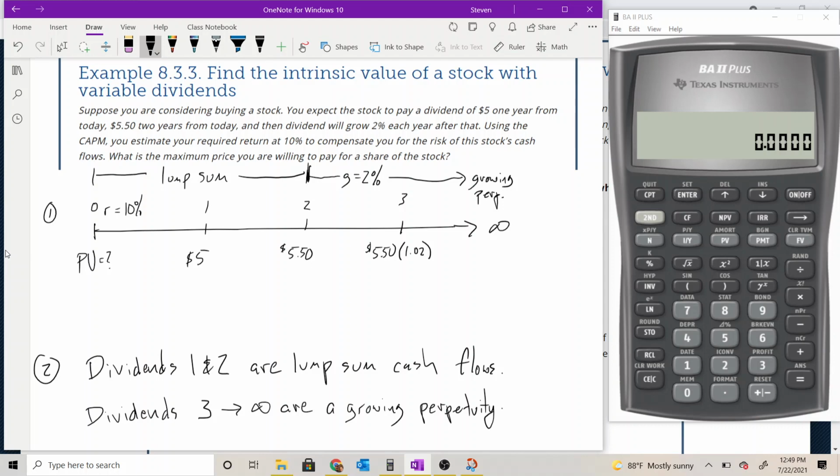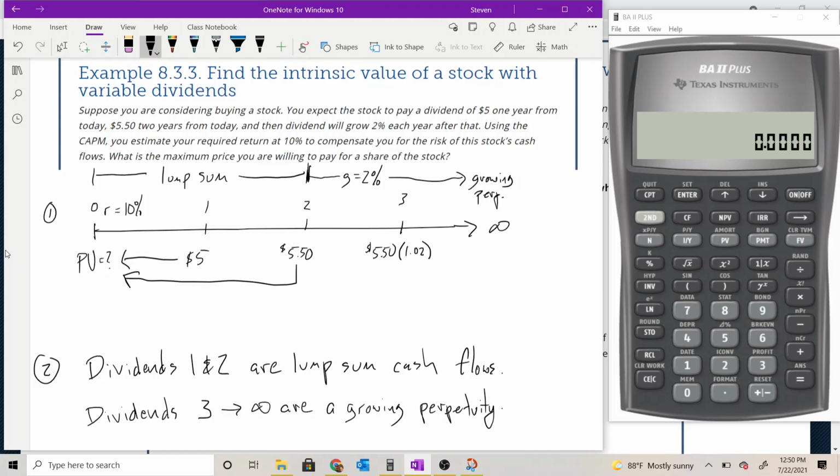All right, we have different tools that we use to evaluate these two different cash flows. With the lump sum cash flows, we can use the present value of a lump sum formula. We could use time value money keys in a calculator, or we could use a spreadsheet to find, in each case, what we're going to do is take each one of these cash flows and discount them back to time period 0.